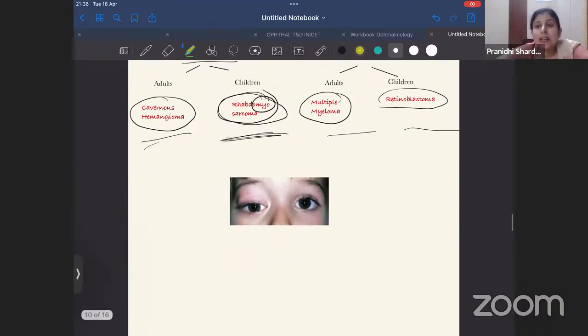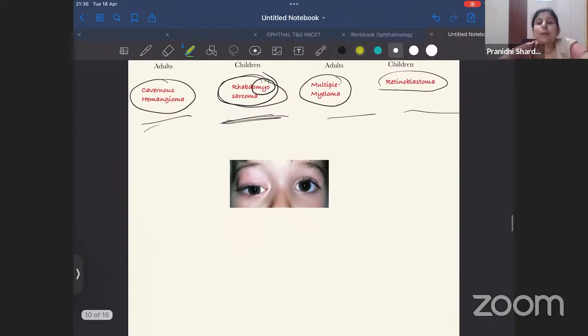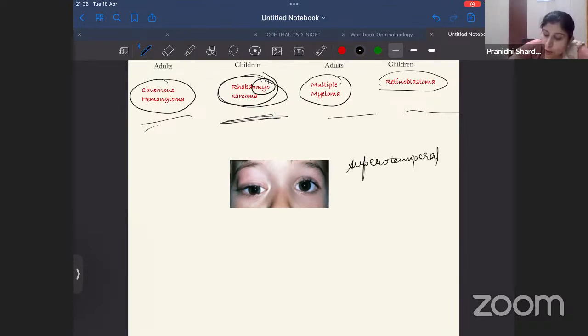Other things which can be asked in rhabdomyosarcoma, you can be given an image-based question about the diagnosis. Most common location of rhabdomyosarcoma, there will be a mass in the superotemporal part of the orbit. In the superotemporal area, it will be growing towards the center, starting from the superotemporal area.